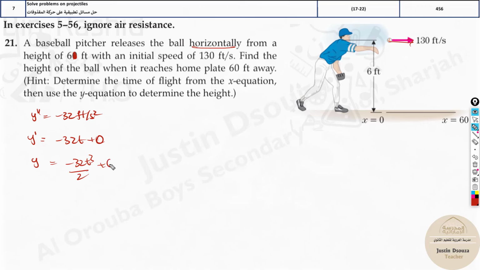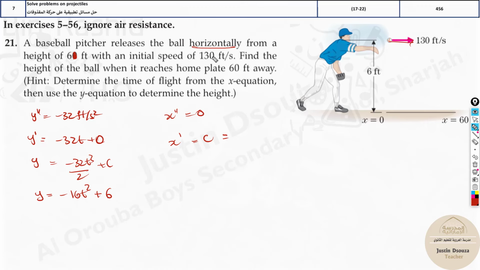Now, what is this value? This is the height. It's given as 6, right? So Y is equal to negative 16t squared plus 6. So this is about the vertical part. Now horizontal is x double dash. That is equal to 0. What is x dash? This is constant. There's nothing, right? So it'll be a constant.